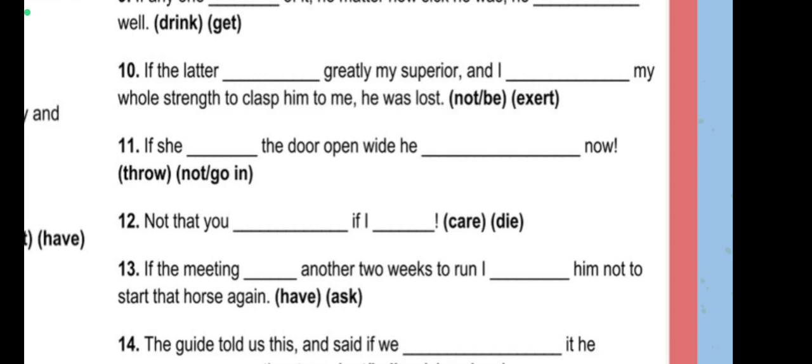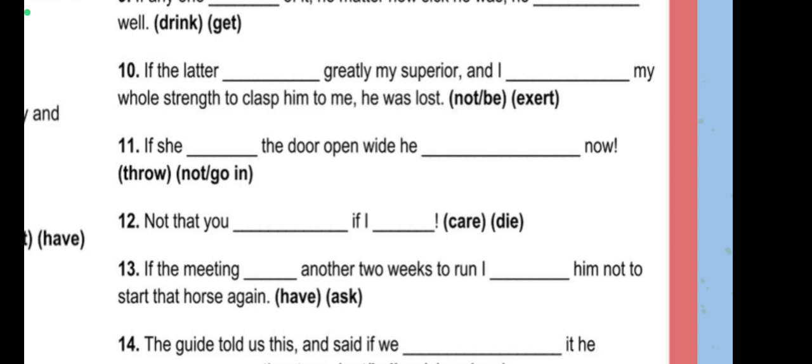"If the leader didn't be greatly my superior, and I exert my whole strength to clasp him to me, he was lost." Okay, that's great. Just be careful. It is not didn't be. It is past of the verb to be: weren't. Oh, yes, remember, yes, teacher, weren't. Great. Now, can you pass to the 11?